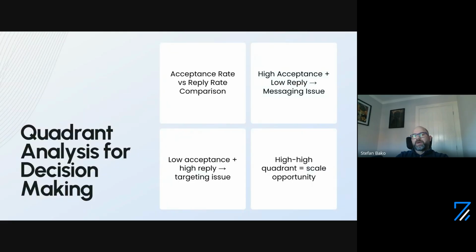This is a very simple but powerful framework. So if you take acceptance rate and reply rate, plot them together, this gives you immediate clarity. So if acceptance is high, but replies are low, your targeting is good, but your message is weak. If replies are high, but acceptance is low, your message is strong, but your targeting needs work. And when both are high, that's where you scale. So instead of guessing where to improve, you can see it visually.